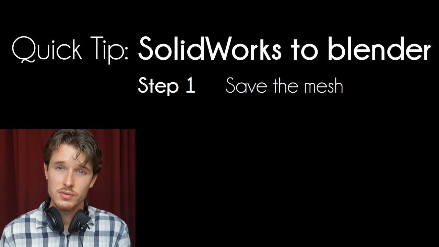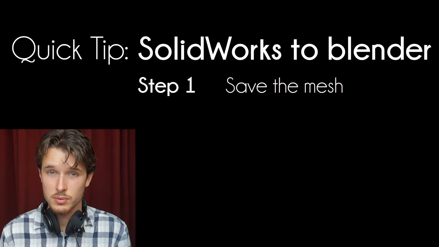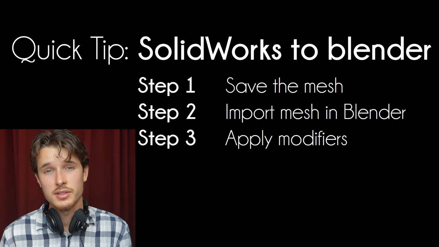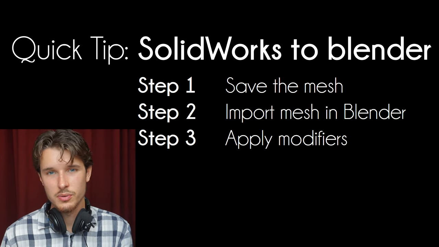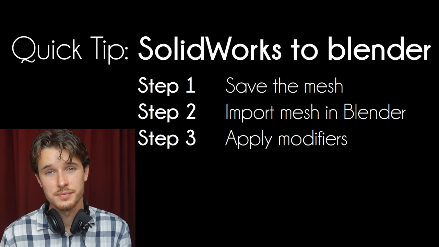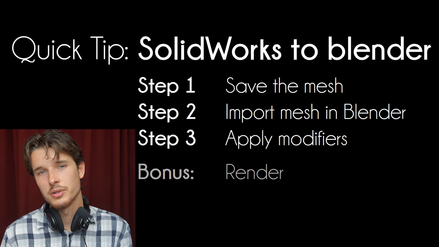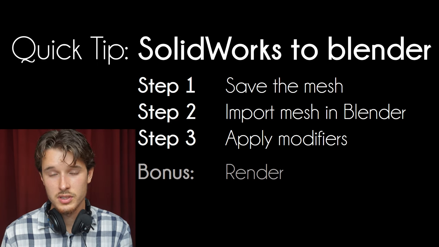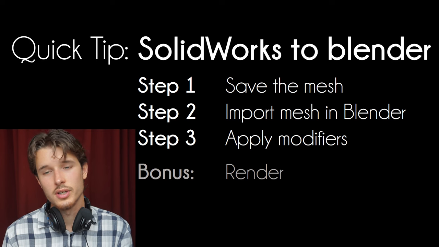The first step is to save your parts or assembly as a mesh within SolidWorks. The second step is to get this mesh into Blender. And the third step is to apply some modifiers to make it look right and prepare it for rendering. Now, as an added bonus, I will also be doing a quick render with some basic lights and a basic scene just to show you the process in some sped up footage. This is not a rendering tutorial, so it's just a bonus.